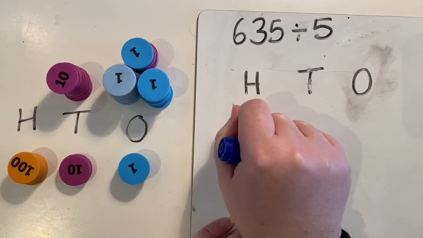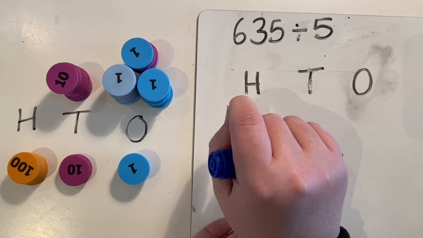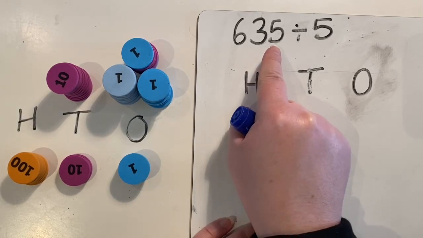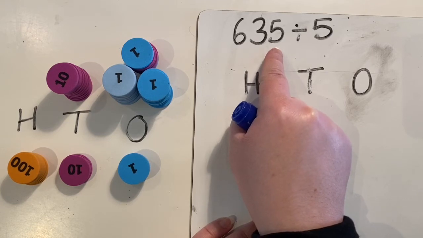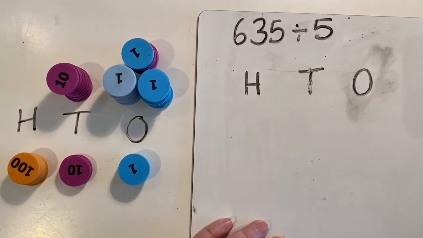I know that it will go exactly without a remainder. Just think to yourself, how do I know that? The reason we know is because we're dividing by 5 and the number ends in a 5 or a 0. So we know it will be a multiple of 5. So 5 will go in exactly.